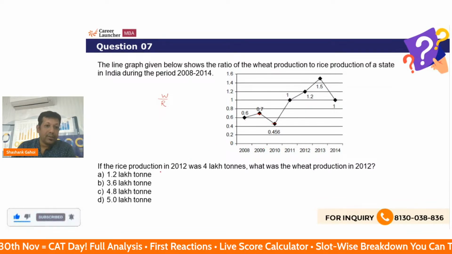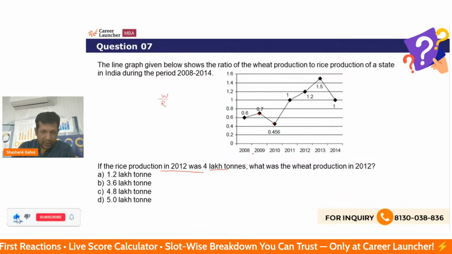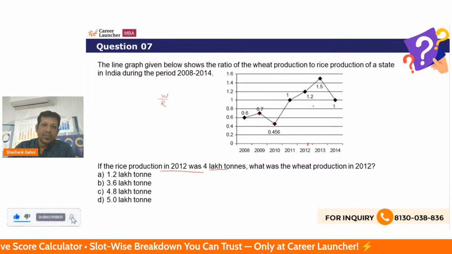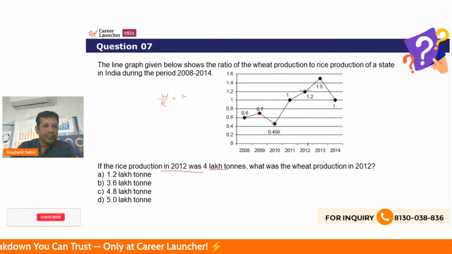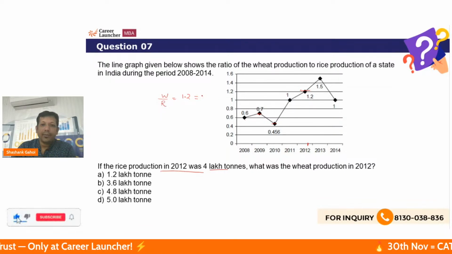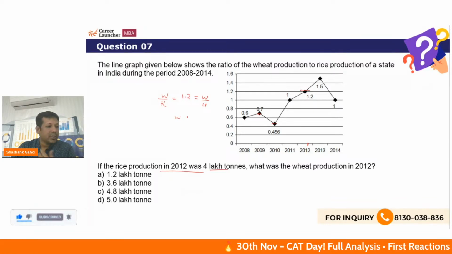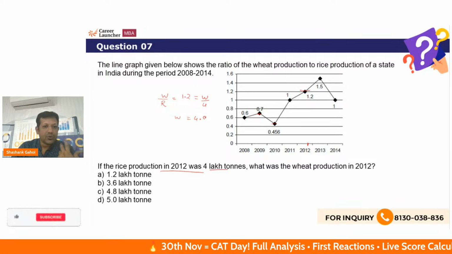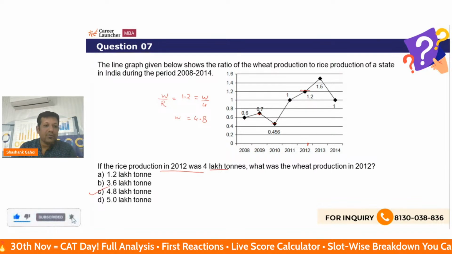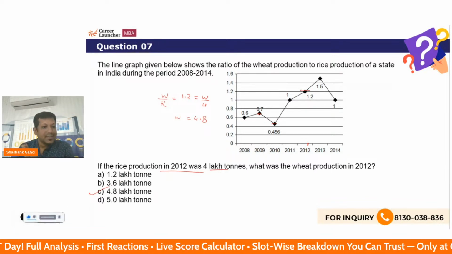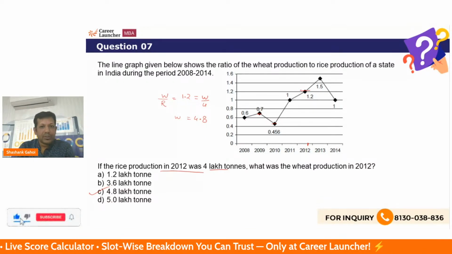The rice production in 2012 was 4 lakhs. In 2012, this ratio value was 1.2, and I am asked what the wheat production is. So wheat production I can directly calculate, that is going to be 4.8. Very easy question. So the answer of this question is going to be option C, that is 4.8. Nothing much to do, a straightforward question.